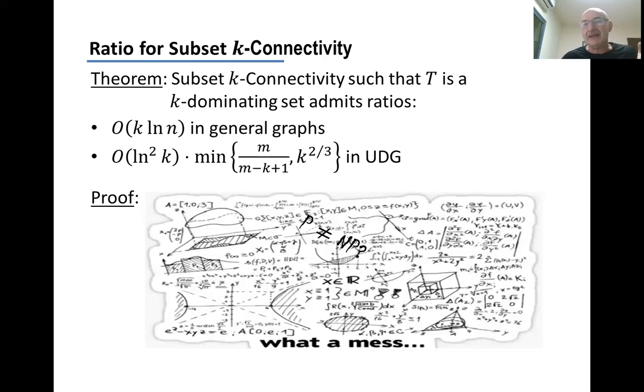Yeah, it's a complicated proof. I cannot describe it here. I would need at least something like 1-2 hours. But you can find it in the paper. So that's it. Essentially, I described the way I solved the problem.